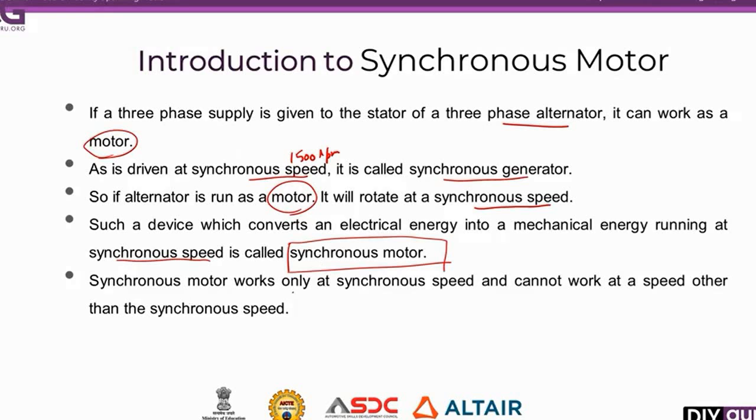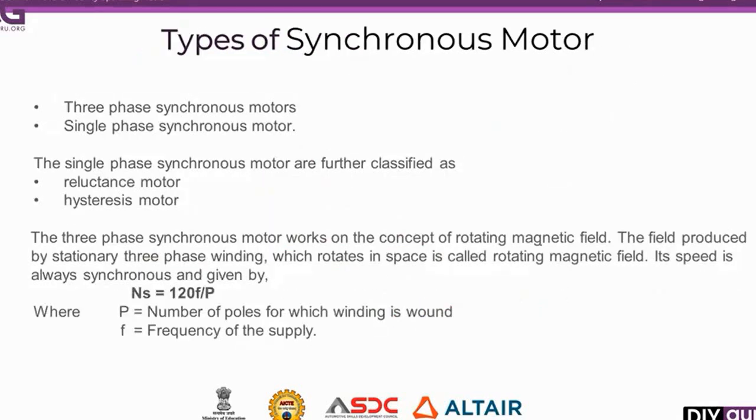The synchronous motor works only at the synchronous speed and it cannot work at any speed other than the synchronous speed. Also, if we increase the load, there will be a slight modification in the speed. The speed may slightly vary, but after some time, it will again run at the synchronous speed. Coming to the types of synchronous motor, we have the three-phase synchronous motor and the single-phase synchronous motor. The single-phase synchronous motor is further divided into special motors called the reluctance motor and the hysteresis motor.